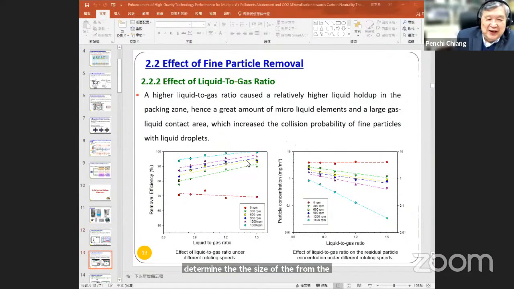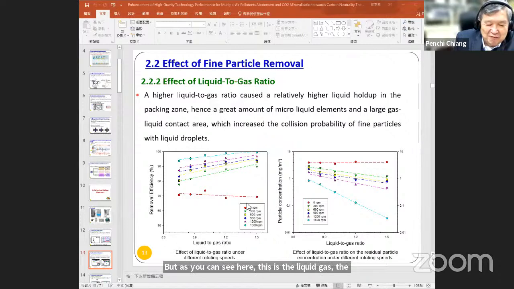particles from the air emissions. Once again, if you want to do the study, I believe the liquid gas ratio is quite important. This is one of the major factors you have to seriously consider. On the other hand is the rotation speed, the high G. In order to save energy consumption, usually we want a relatively lower rotation speed. But as you can see here, this is the liquid gas ratio, and these are different levels of rotation speed. If we operate the reactor well, usually we can have higher than 95% reduction of the air particulate.